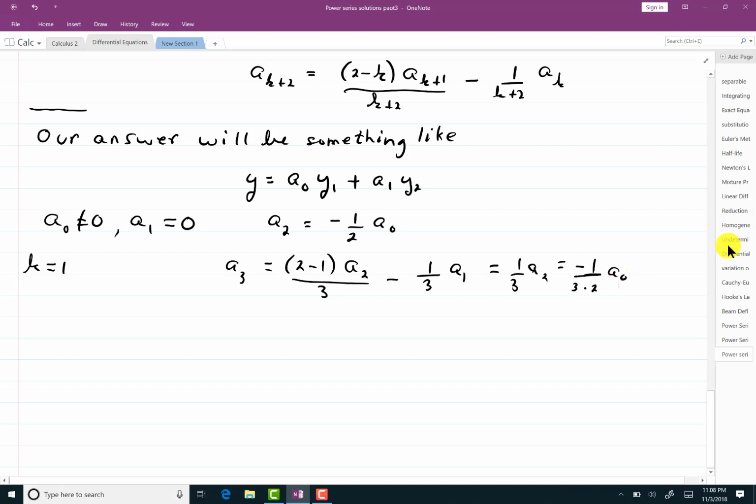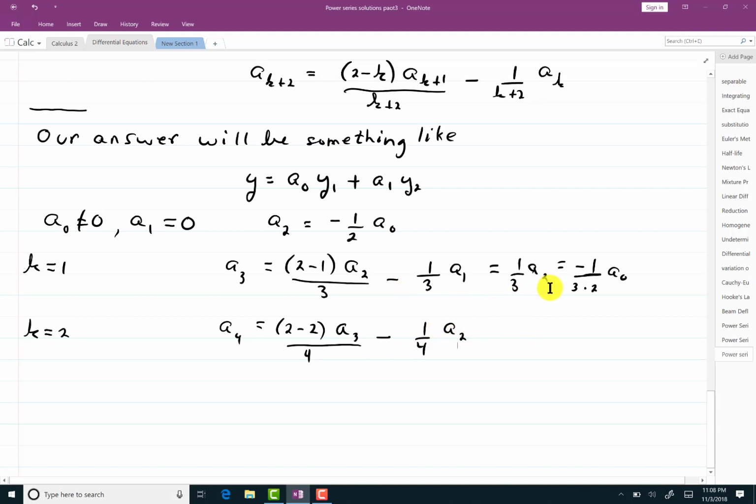And as before, I'm going to keep track of these things in case a pattern should occur that I want to use. Next, let's move on to k equals 2. I'll probably do this for a few, see what happens. So I'll have a sub 4 will equal 2 minus 2 times a sub 3 all over 4 minus 1 over 4 a sub 2.